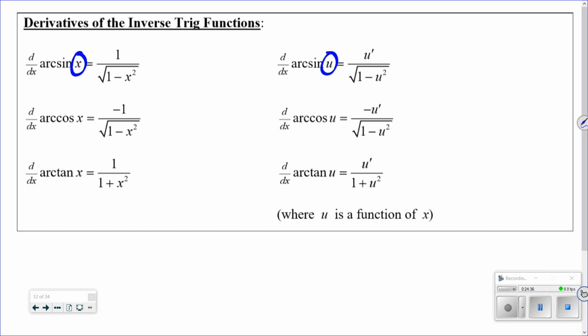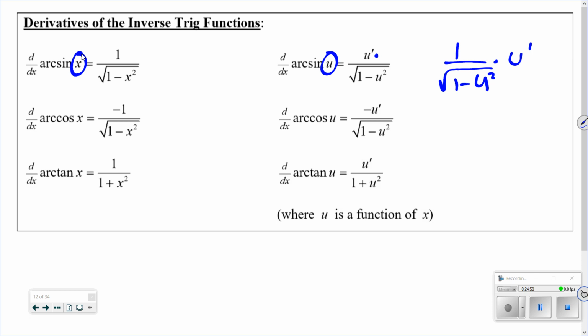If you put a function of x in there, so u is a function of x, then what happens is you end up with 1 over the square root of 1 minus the inside, which is u squared, times the derivative of the inside. Well, when you multiply by u prime, the u prime just ends up on top of the fraction. So that's why the u prime's up there. Our arc cosine is exactly the same, only it's a negative.